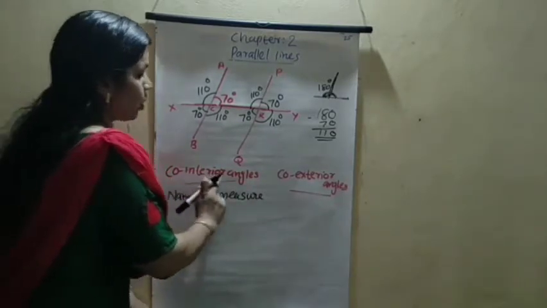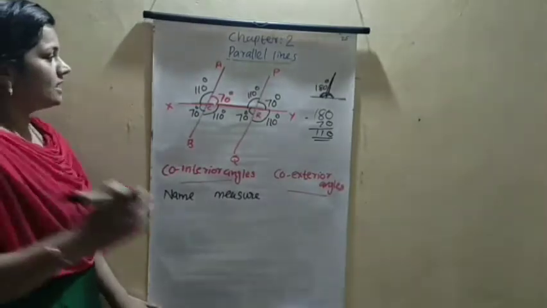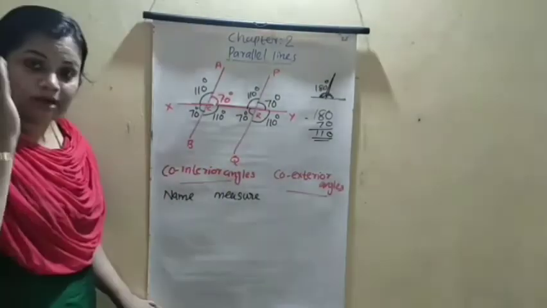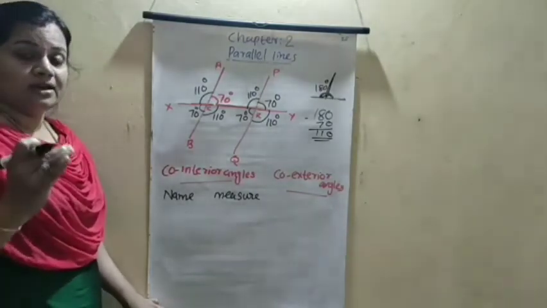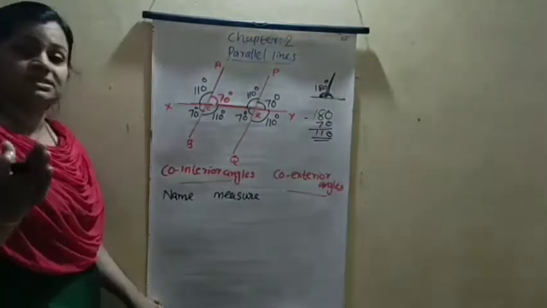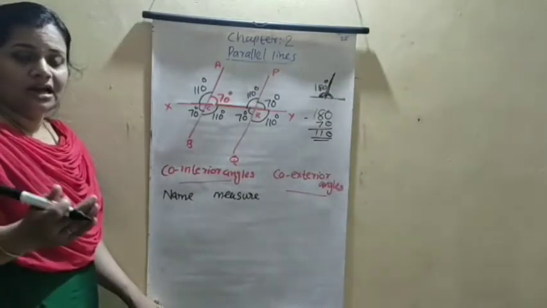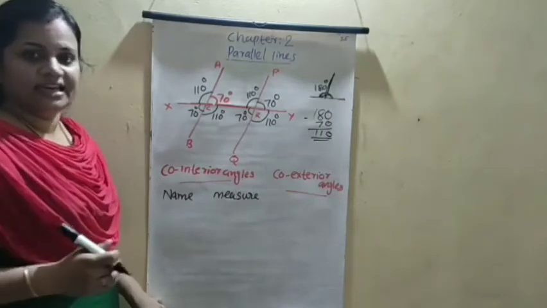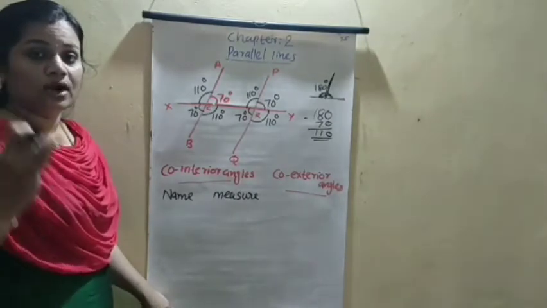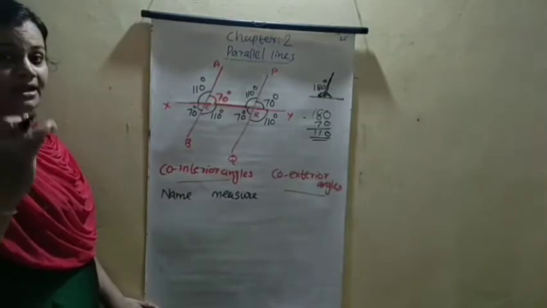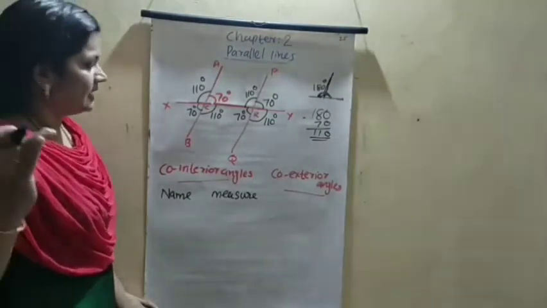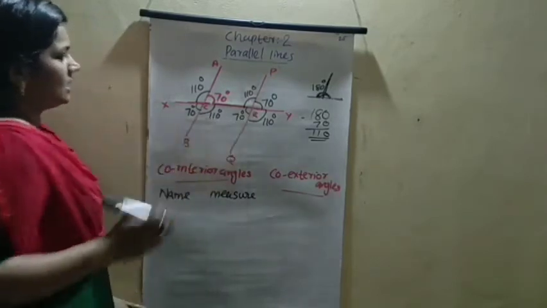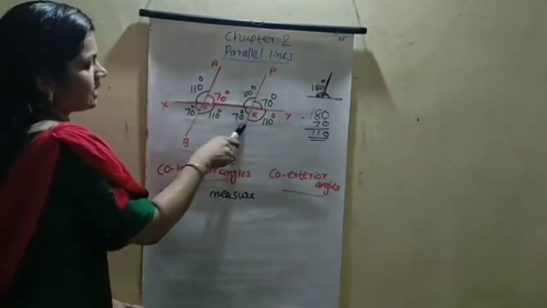First of all, we write the co-interior angles. What is co-interior? These are the co-interior angles. Co-interior angles are supplementary angles. What is the total of one pair? Co-interior angles equal 180 degrees. Supplementary angles make 180 degrees. One pair makes 180 degrees. So we can write the names of the pairs of these co-interior angles.